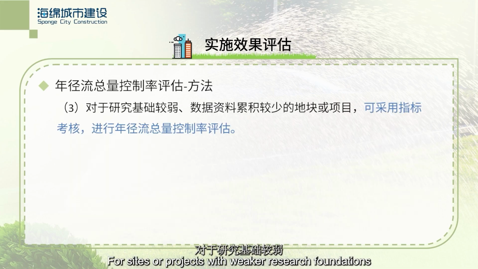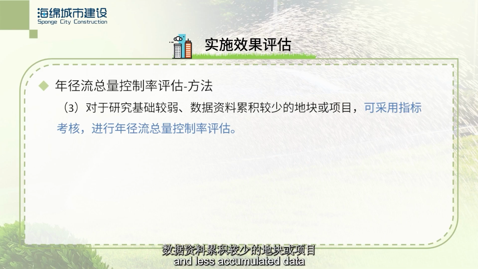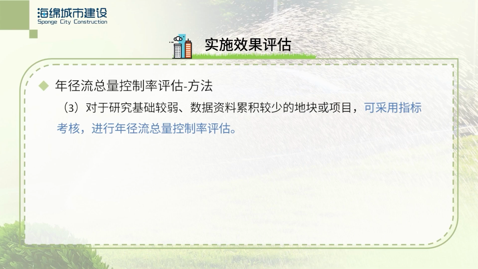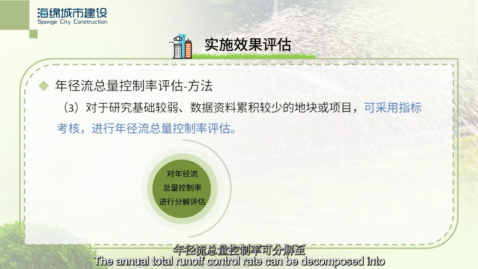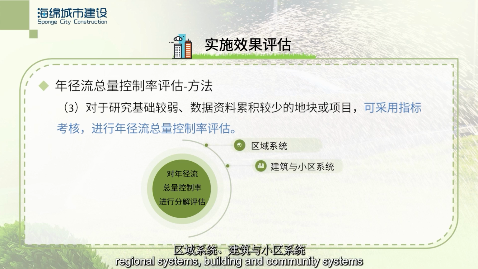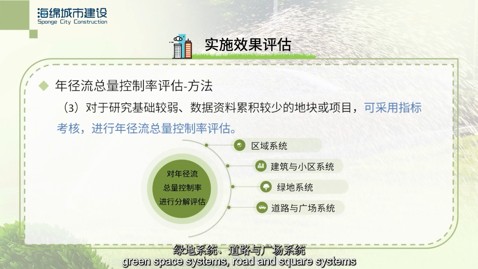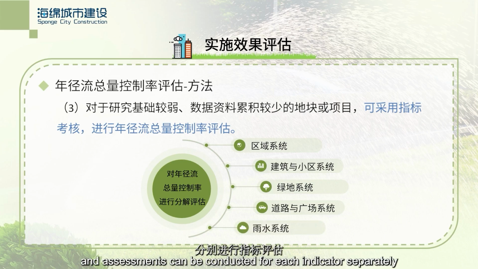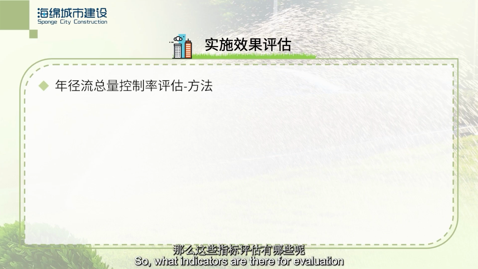For sites or projects with weaker research foundations and less accumulated data, indicator assessments can be used to evaluate the annual total runoff control rate. The annual total runoff control rate can be decomposed into regional systems, building and community systems, green space systems, road and square systems, and rainwater systems, and assessments can be conducted for each indicator separately. So, what indicators are there for evaluation?